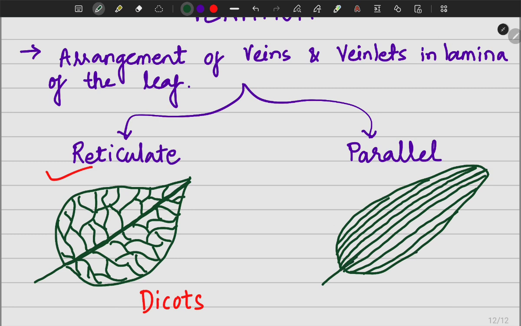So there will be a midrib and the veinlets will be arranged parallel to the midrib and parallel to each other as well, and they cover the whole lamina. Now this kind of parallel arrangement will be seen in monocots. So if you have ever observed a grass or the leaves of wheat or rice, if you look at the leaves closely, you will find the parallel venation. Alright, so I hope the venation is clear to you. Now let us move on to the types of leaves.